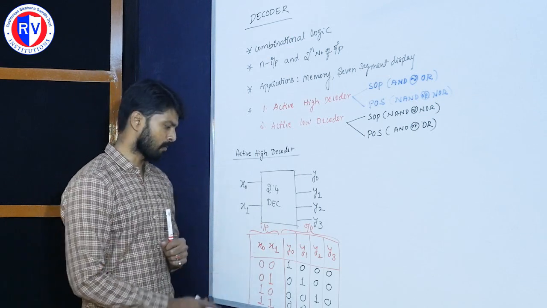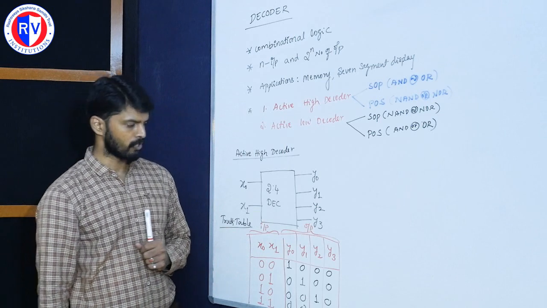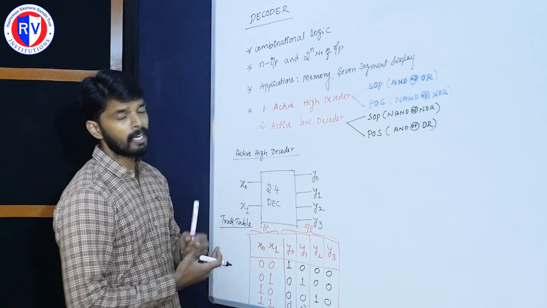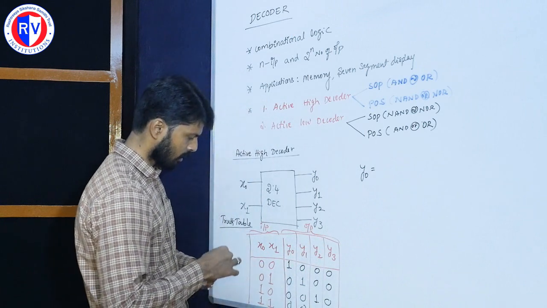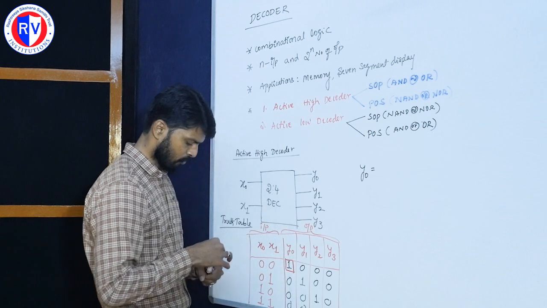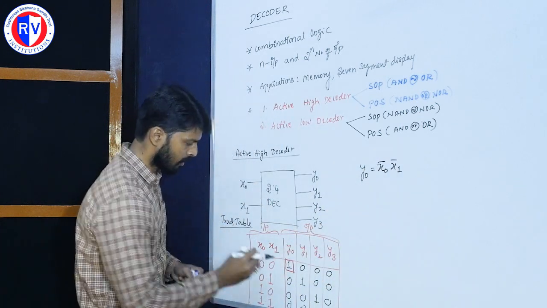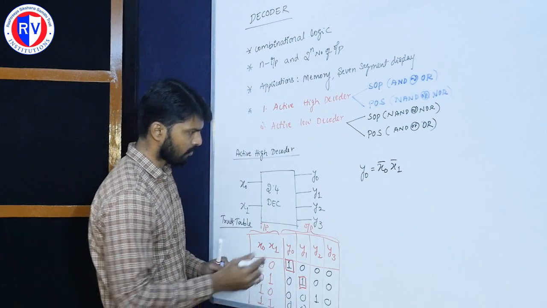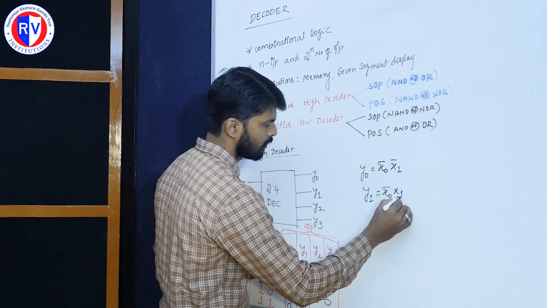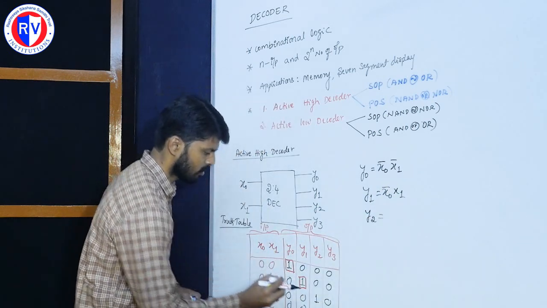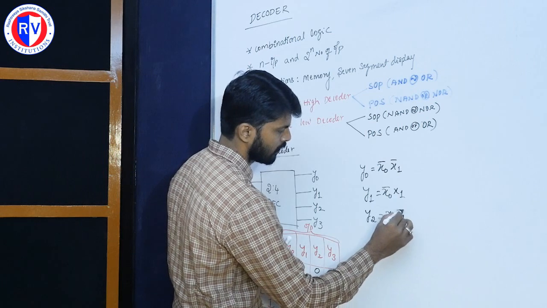Now, with the help of this truth table, we can construct the equations. With the help of the equations, it is possible to construct a logic diagram for the decoder. So now I need to write an equation for y0. For y0, the area of interest is this. I will select this for my final equation. Then this becomes x0 bar x1 bar. Similarly, for y1, I will select this. So y1 is equal to x0 bar x1. Similarly for y2, x0 x1 bar.